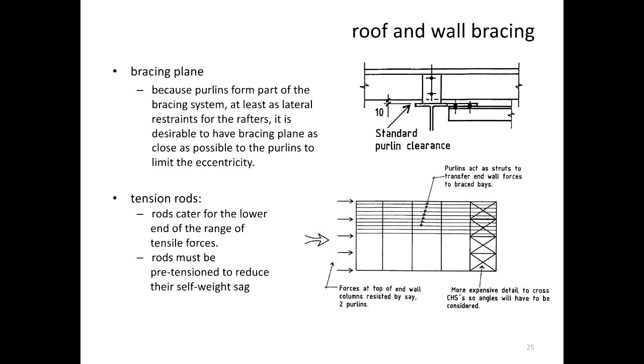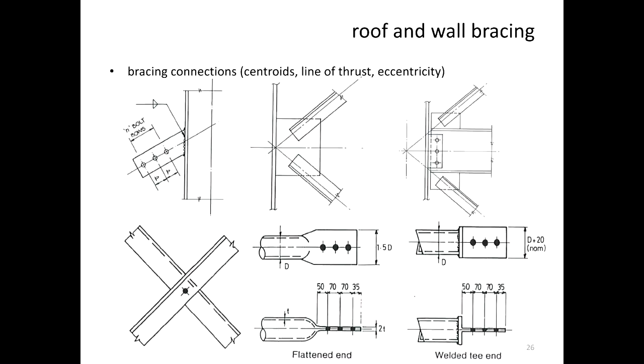I think I've already explained about the purlins there. Now, in the roof bracing, normally you can use different connections. So these are some of the connections you can use. You can have that welded, so you can have a plate welded like that.